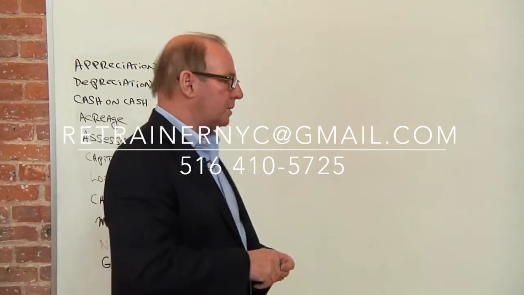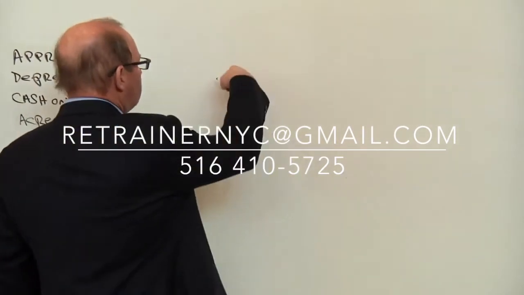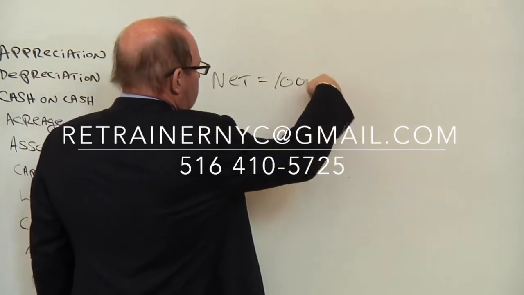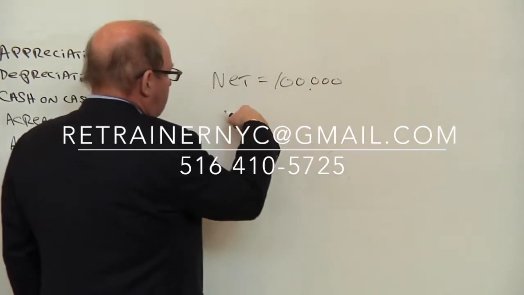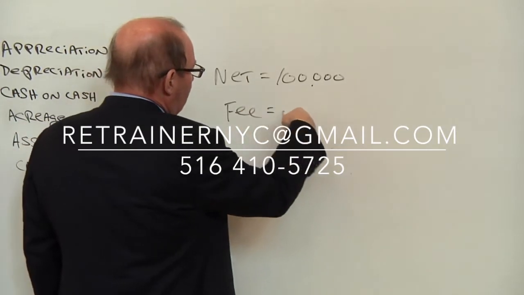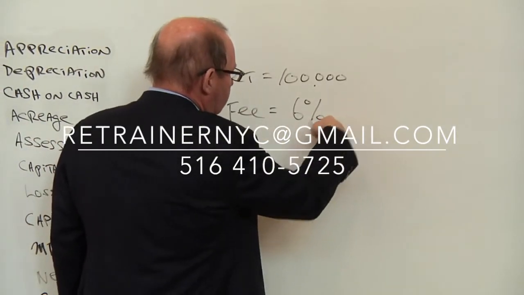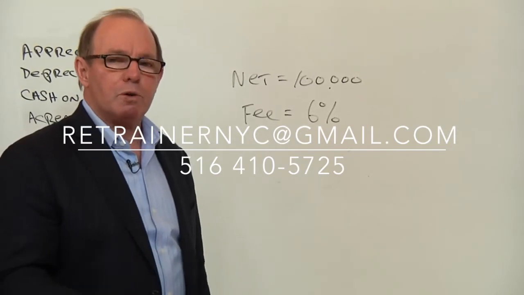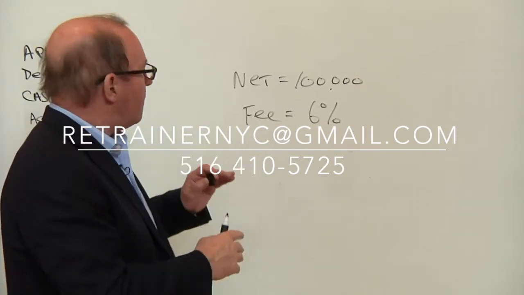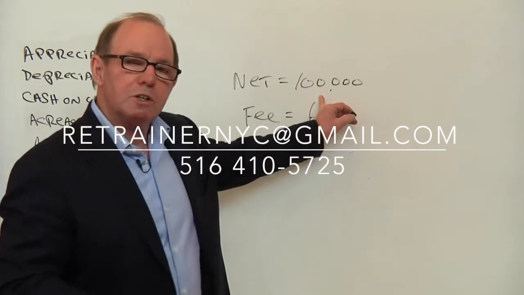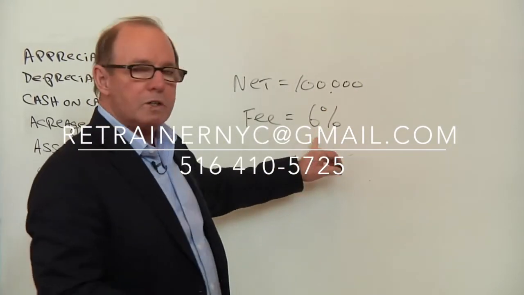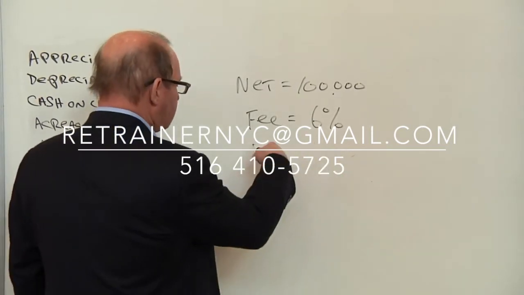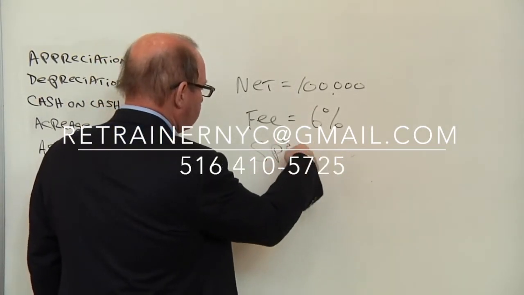The problem will read like this, with different numbers. A seller wants to net $100,000 after paying a broker's fee of 6%. And the question will be, what does the property have to sell for so that those two events happen? The seller walks out of the closing with a $100,000 check. The broker walks out with a fee that represents 6% of the sales price. And the question is this, what's the sales price got to be?